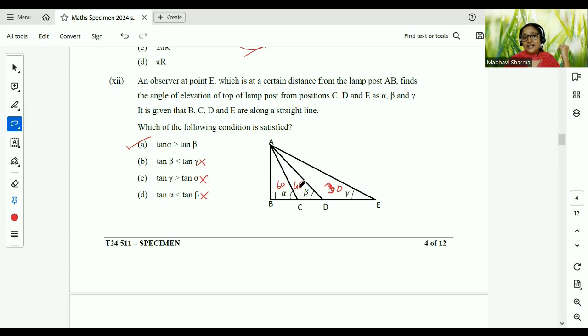For convenience, I have written the angles here. Remember, the more straight it is, the closer to 90. See your protractor? 90 is straight. So the closer to 90, the more it is towards 90. So let's assume alpha is 60, beta is 45, gamma is 30. Now it becomes very easy for you. So definitely, the first one: tan alpha is greater than tan beta.